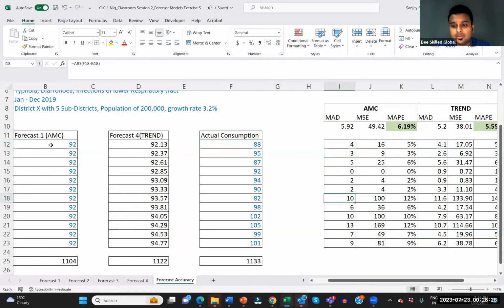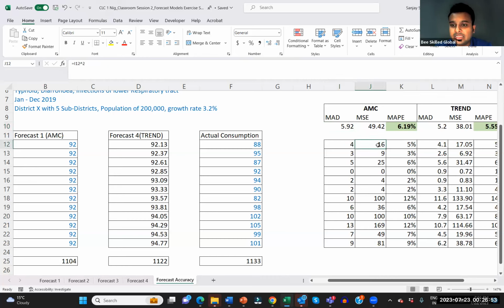Then we calculate the deviation for all 12 months, and we average the entire period out. So 5.92 becomes the mean of this period. It can be called the mean absolute deviation for this period of forecast. So when we used AMC, our mean absolute deviation was 5.92.